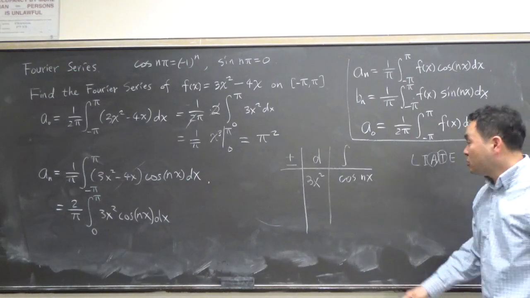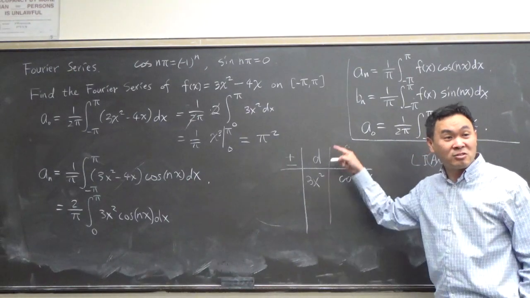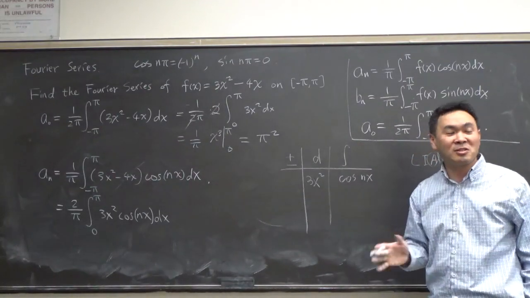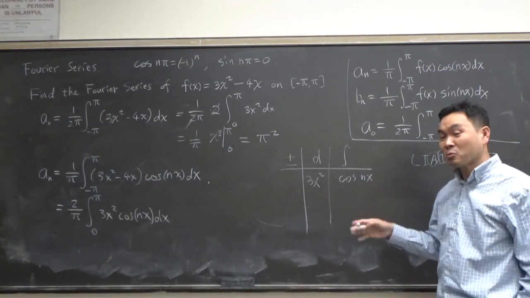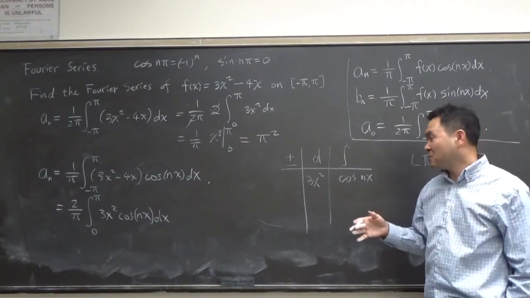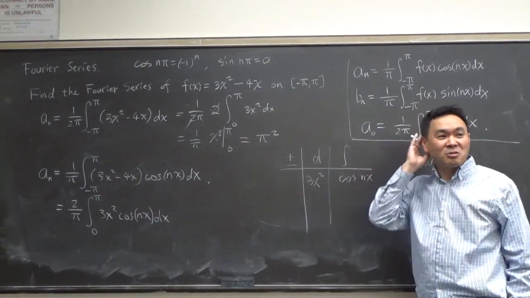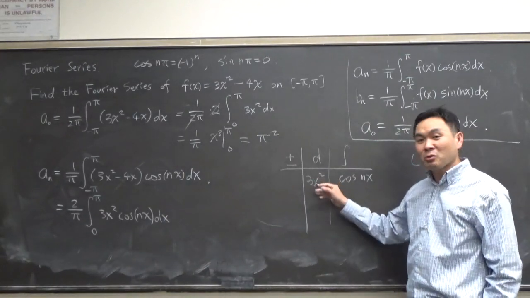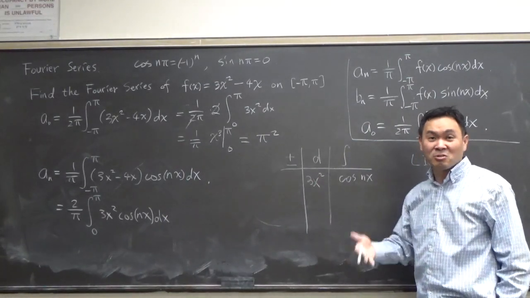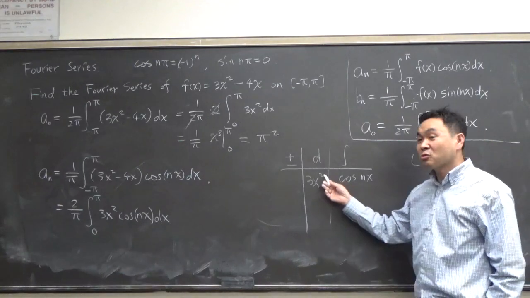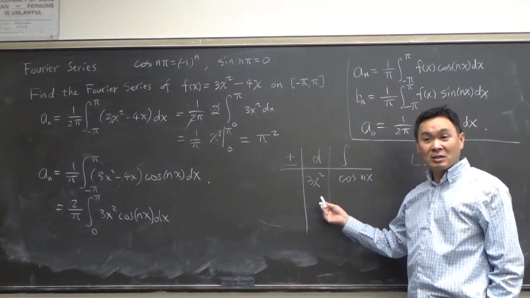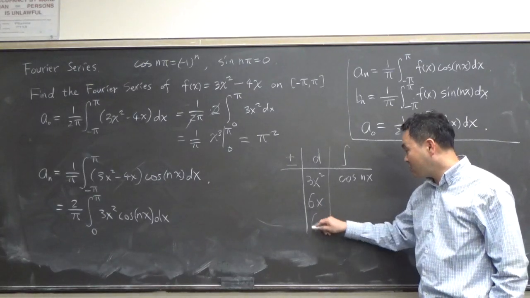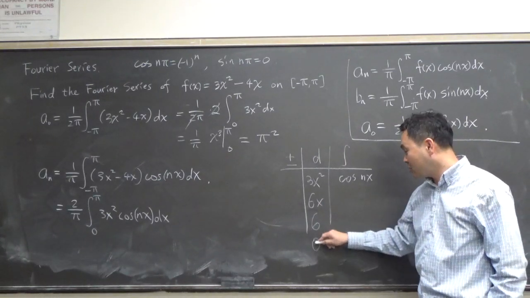And what you do is you keep differentiating until it hits 0. Sometimes it doesn't hit 0. In that case, you have to do some other things. That's why it's challenging sometimes. But in most cases, you just have to know when to stop. For polynomials, it's easy. You just keep differentiating until you hit 0. So 3x squared differentiates to 6x, differentiates to 6, differentiates to 0.